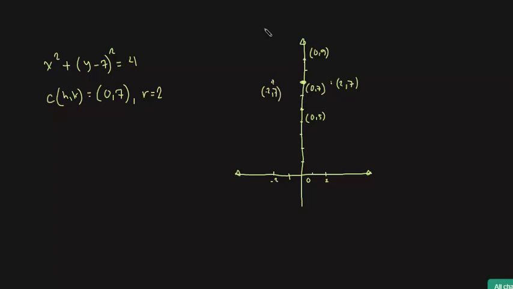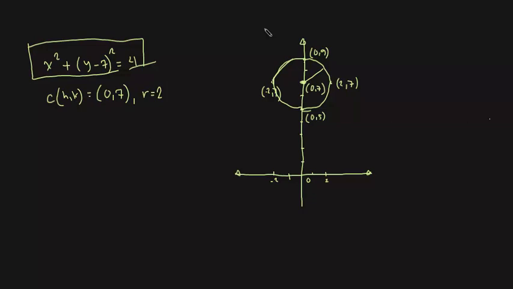From this point right here, I will draw a quarter of a circle like that. And from this point to that point, quarter of a circle. And from this point to that point. Okay, good. Now I have my circle on this graph.